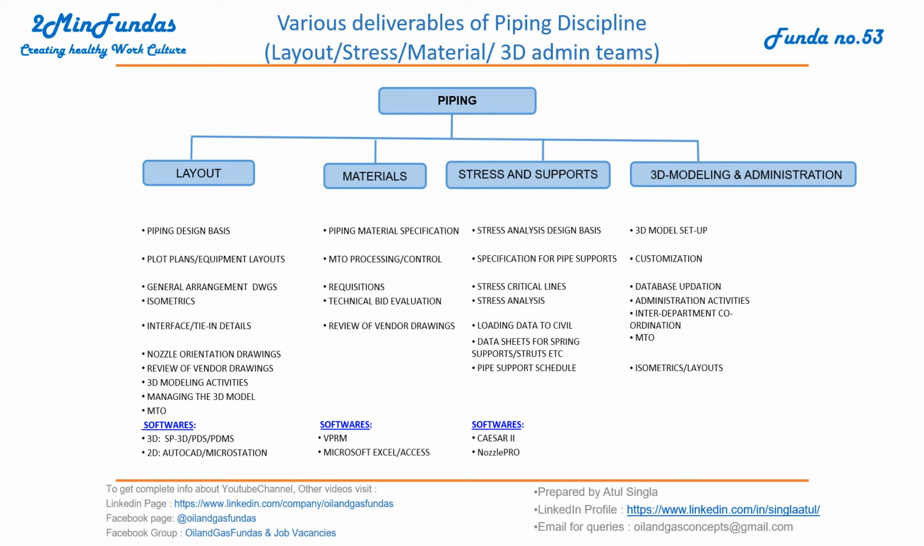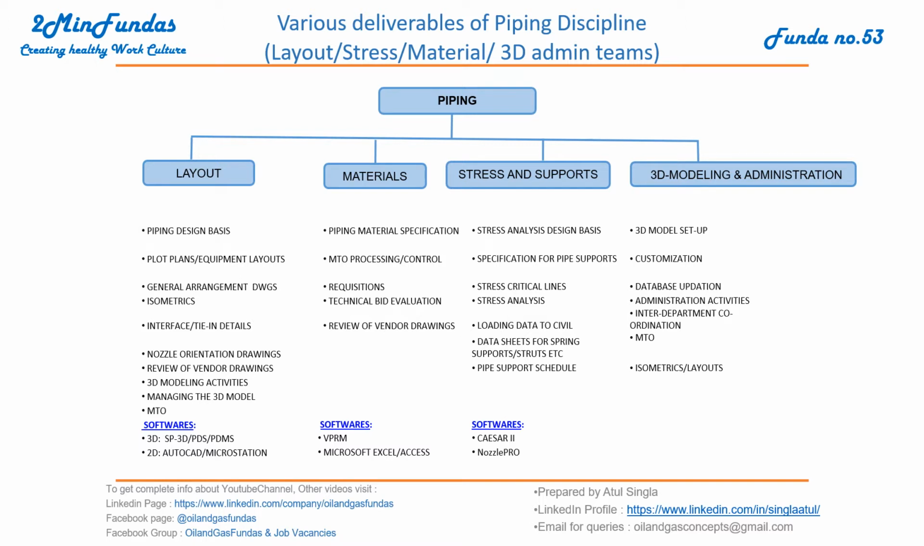Now look at all these deliverables. If you see, piping will be divided into four parts: layout, material, stress, and 3D admin team. In layout, the major deliverables will be piping design basis, plot plan, equipment layout, general arrangement drawings, isometrics, interface line details, nozzle orientation drawings, review of vendor drawings, 3D model activities, managing the 3D model, MTO. Okay, so these are the major deliverables which are expected from the piping layout team.